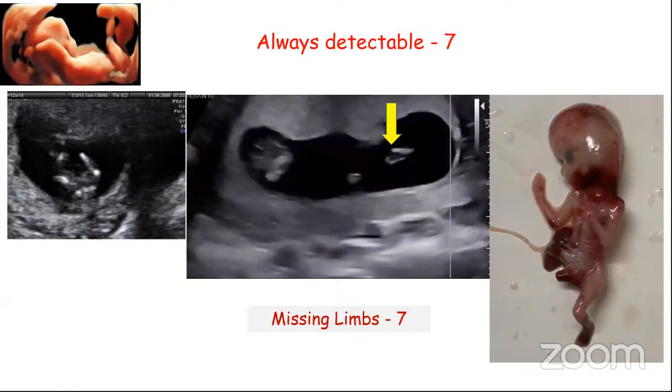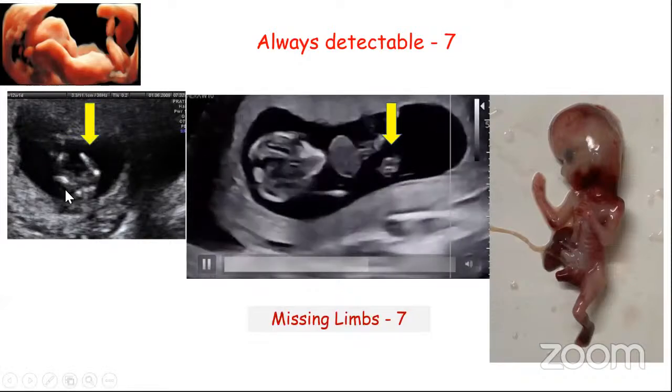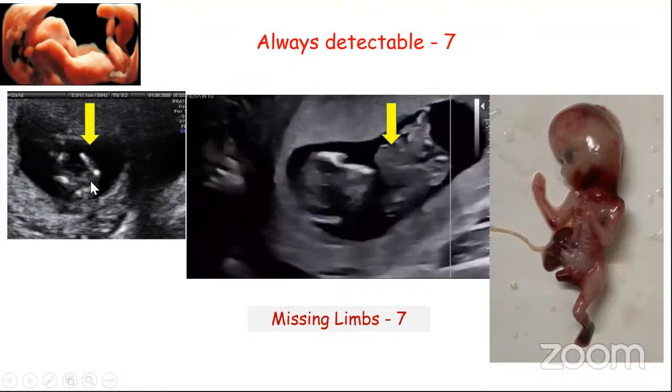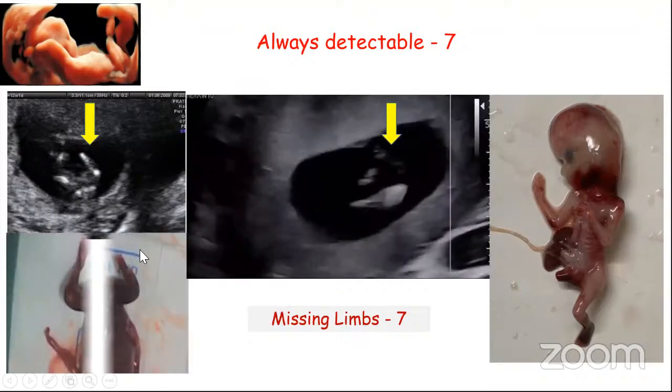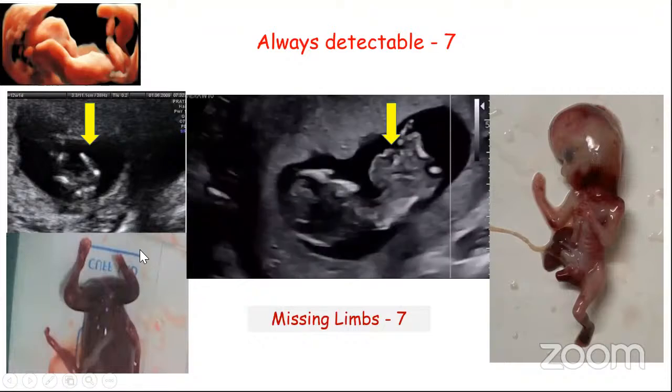This is an old case where we could see all three segments of one lower limb. However, the other leg was not appearing normal. So this is a case of unilateral absent foot.